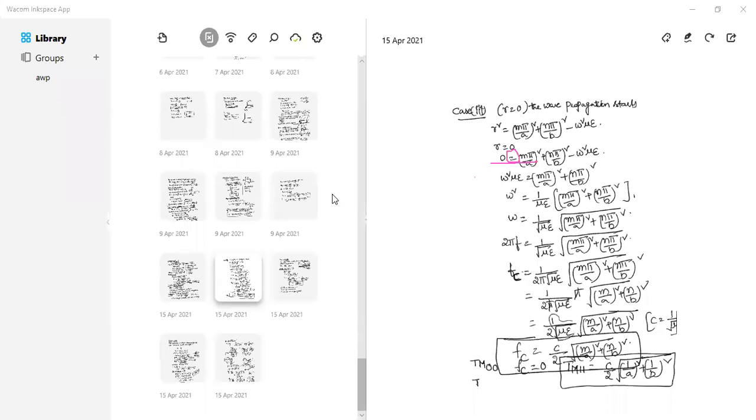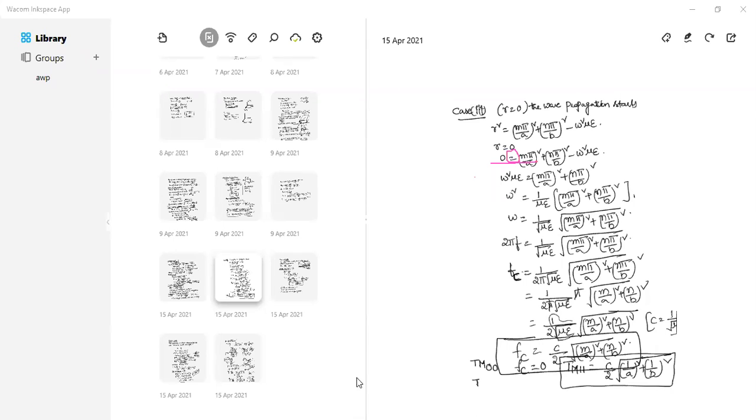I told you this is the most important expression. You'll get problems where they give m and n values, for example, for TM10 mode calculate the cutoff frequency. Then you substitute m equal to 1, n equal to 0. They'll give the waveguide dimensions; just substitute in this formula. Below the cutoff frequency, the waveguide cannot propagate the signal. So your input frequency should always be greater than the cutoff frequency so that the wave can propagate in the waveguide. That was our discussion point yesterday.